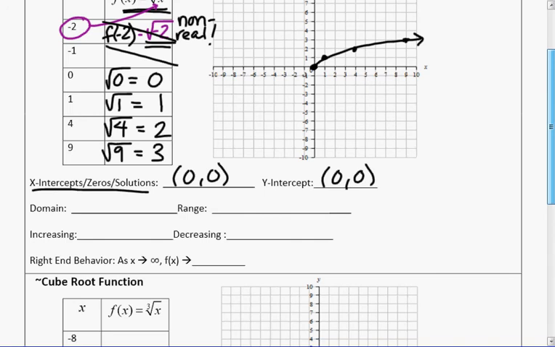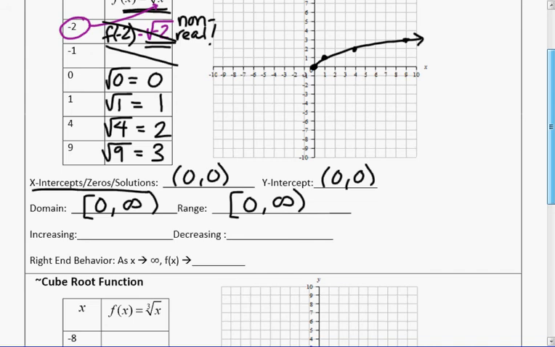Domain. This kind of goes back to what we talked about when plugging into the table. We can't plug in negative numbers into a square root. We'll get something imaginary. So we don't want anything imaginary to show up on our graph because it won't. We have to restrict our domain to all numbers, including 0 and higher. When we take the square root of those positive numbers, we're going to get positive numbers. So therefore, the range is also going to be from 0 to infinity. Notice it's above the x-axis the entire time.